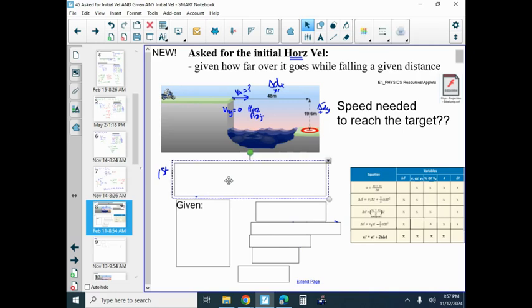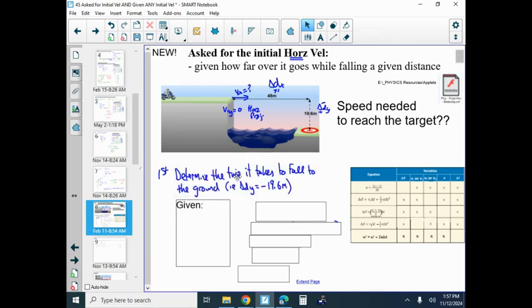Anyways, looking at this, we need to recognize what we have and what we don't have. Vertically, we have lots of stuff. We've got an initial velocity of 0, we've got acceleration, and we've got the displacement. So vertically, we have lots of information that we can use. We've got the vertical displacement, vertical acceleration, and the initial vertical velocity. We can find out anything we want.